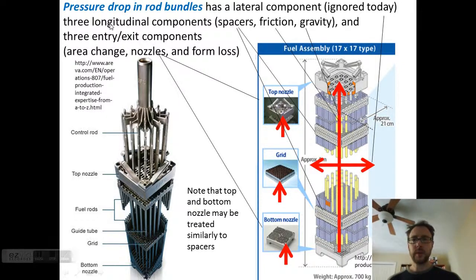So that means that we have three longitudinal components in the assembly itself. We have the spacers, we have friction along the tubes, and we have gravity. And then at the entrance and exit, we have a change in area, a nozzle configuration, and just due to the design of how these pieces fit together, we have some form loss due to metal that's in the way of the flow.